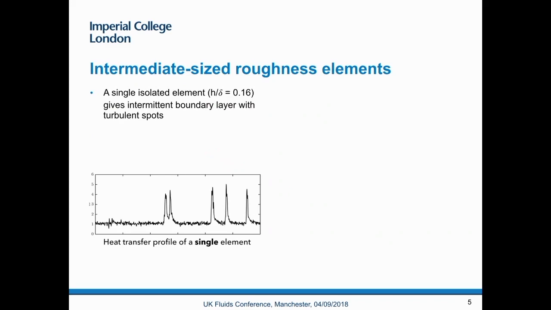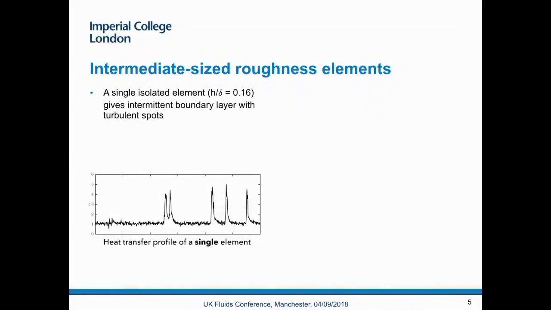So I've mentioned you've got large elements or small elements. But what happens if you have something in between? What I'm focusing on here is the heat transfer profile of a single element with intermediate thickness. And you can see what you get. You get these intermittent turbulent spots. So these are short patches of turbulent flow in an otherwise laminar boundary layer.